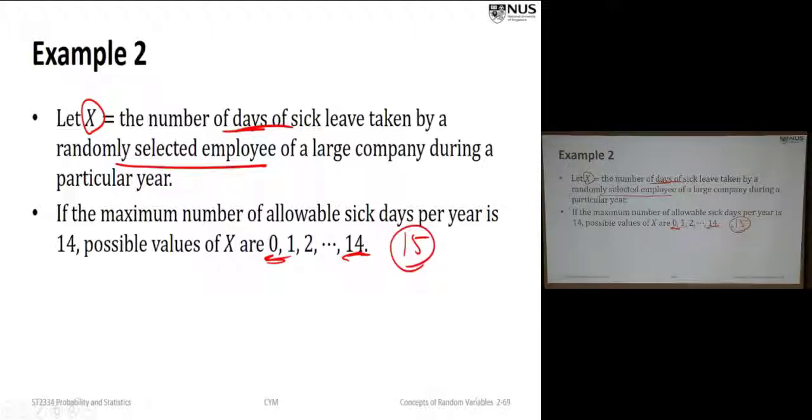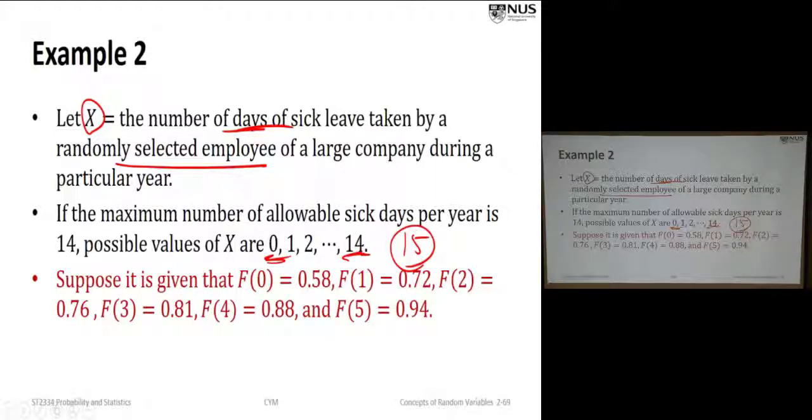Why no 15? Can you be sick for more than 15 days in a year? Yes, you can, but then you can only get 14 days paid. For the other days, either you get no pay or you have to take your holiday leave, right? So that's why the number goes from 0 up to 14, because this company has a policy of only 14 days of sick leave. If you're still sick after 14 days of leave, then you either go back to work, or you take no-pay leave, or you take your holiday leave.